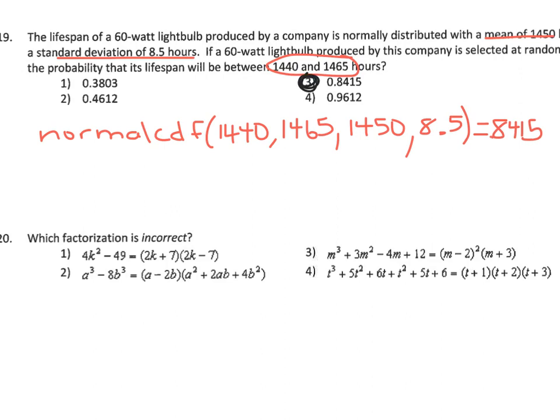Just one thing. If you forget how to find normal CDF in your calculator, you go to second vars. Vars is right next to clear.